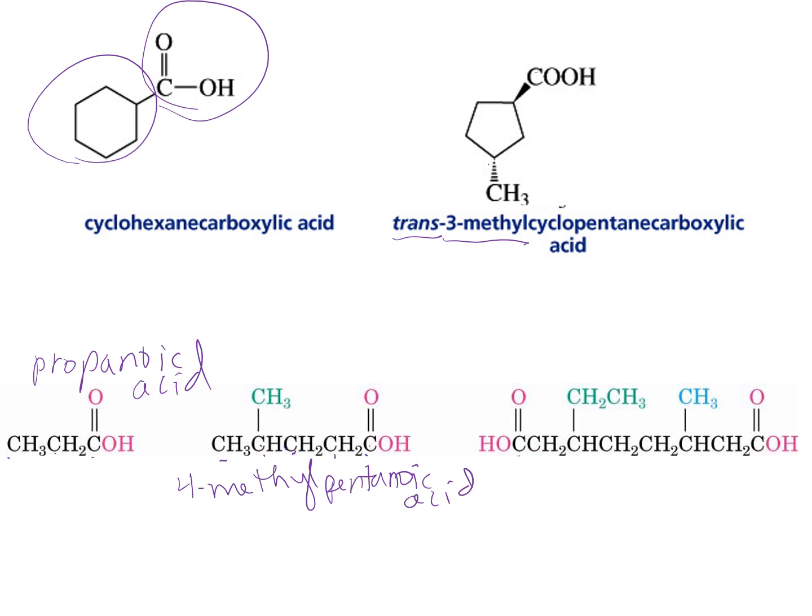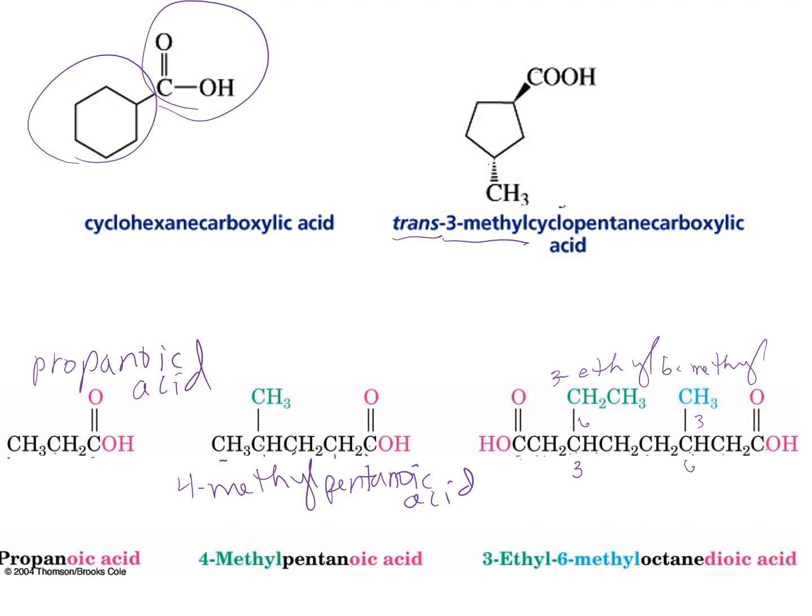So this way we have 1, 2, 3, 4, 5, 6, 7, 8. Or 1, 2, 3, 4, 5, 6, 7, 8. So this is a methyl and this is an ethyl. So which way do we go? It's a 3, 6 either way. So then the alphabet wins. So it's going to be 3-ethyl, 6-methyl.